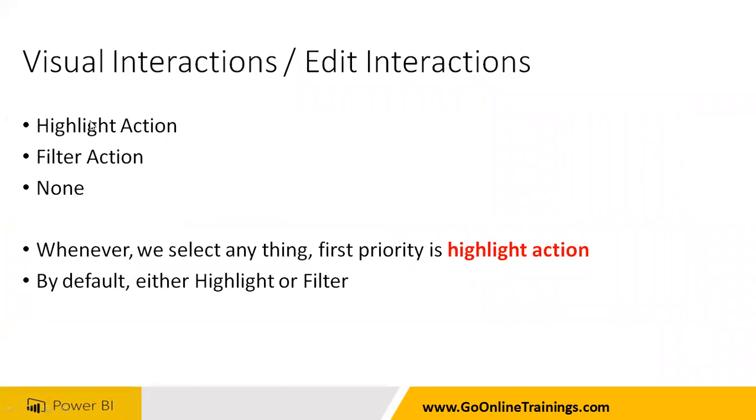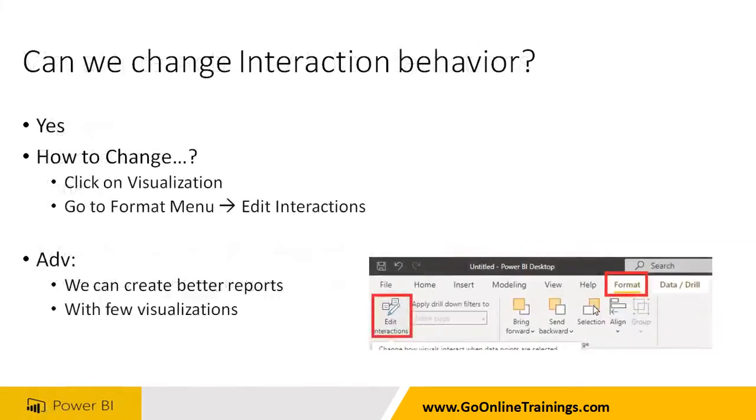So what are the actions you have? Highlight action, filter action, and none. None means no action at all. So can we change this behavior? I don't want to filter this data whenever I click on something, because by default, all the visuals are going to be highly interactive. It is going to be interacting and filtering the data. I don't want to do that. So where is the option available? You have to go to format and click on edit interactions.